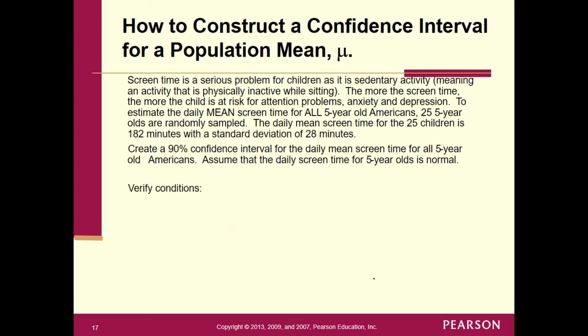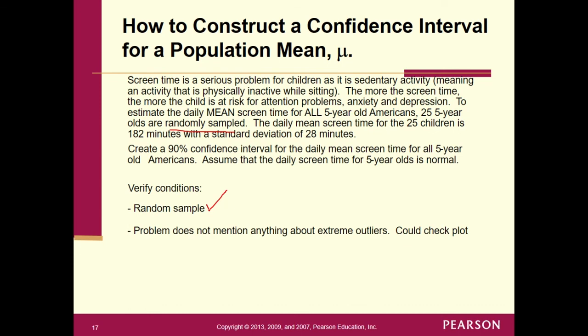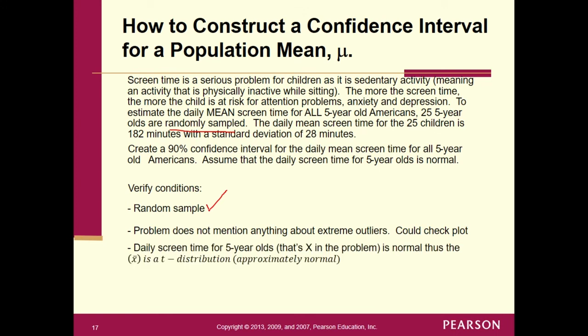All right. Let's go ahead and verify our conditions. So we took a random sample, right? So somewhere here it says randomly sampled, so we got that check mark. 2, the problem does not mention anything about extreme outliers. Now, you could check some sort of plot. You can make a box plot, a histogram, a dot plot, stem and leaf. All of those would probably work with this if you had the raw data. Probably if you were doing this for real, you would actually go ahead and check the plot to make sure you don't have any extreme outliers.